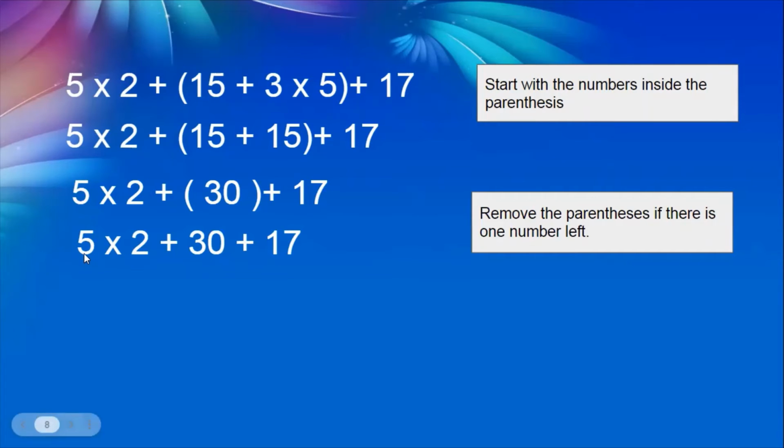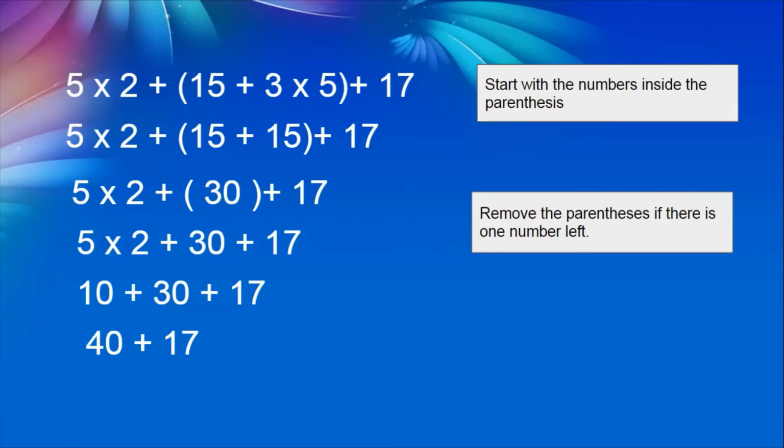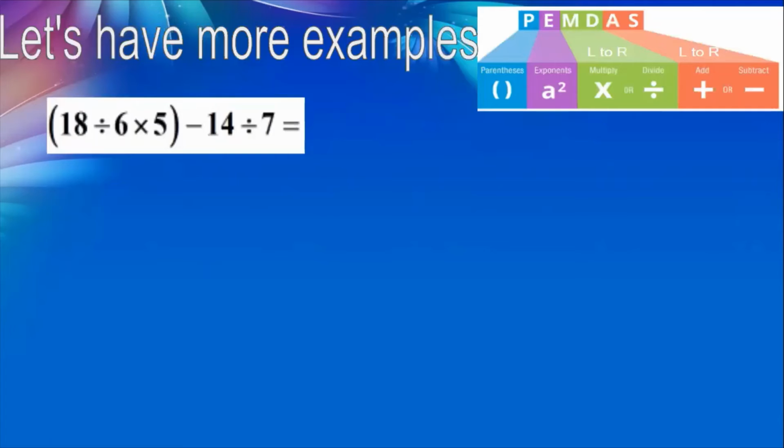So we're going to do the multiplication, which is 5 times 2, that is 10. Just copy the 30, just copy the 17. So we arrive now with only one operation, and that is addition. So remember, we start adding from left to right. So 10 plus 30, that is 40. 40 plus 17, we have the answer of 57. So, in order for us to arrive at one answer, we just follow this rule or the acronym called PEMDAS.